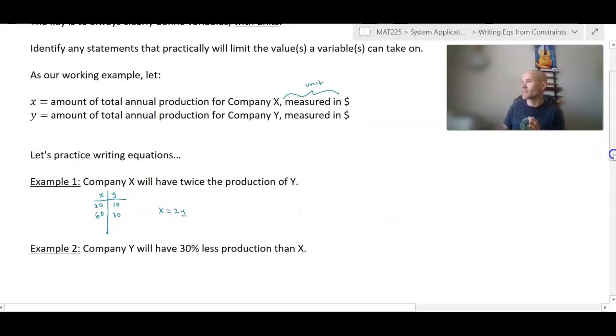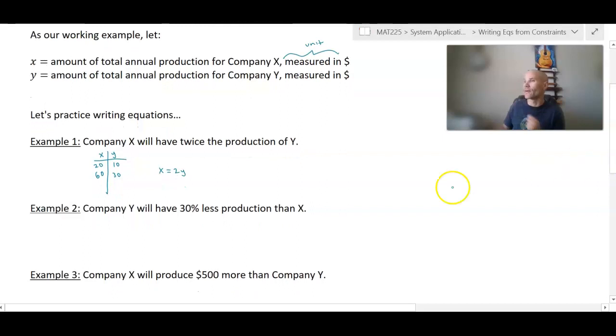So sometimes we get a little bit stuck whenever we're working with variables coming from words. Company Y will have 30% less production than X. Okay, what does that mean? Well, that means that whatever X produces, Y will have 30% less. Okay, well, let's think about that. Let's say that company X has a total production of 100 units. So 30% less than that.